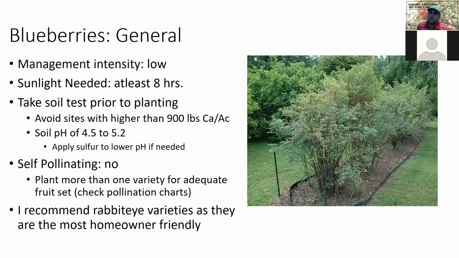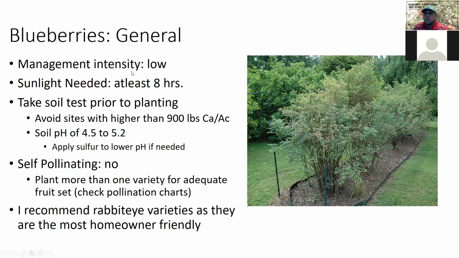So blueberries, this is one of my favorite fruiting bushes or fruiting plants in general to grow here in the state of Georgia. We're actually the number one blueberry producing state in the United States, primarily obviously down in South Georgia, along the southeast side of Georgia.